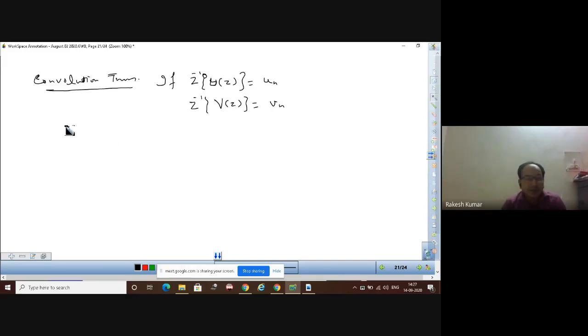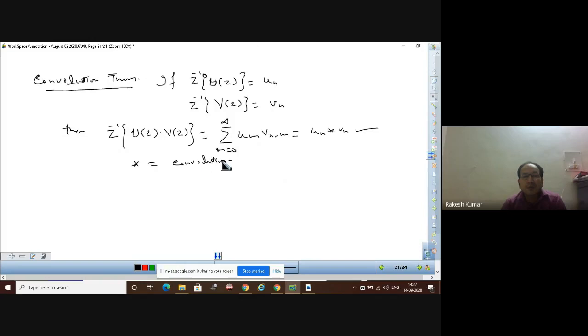V n. Then you will be able to find the inverse transformation of U(z) into V(z), that is the summation m from 0 to infinity of u_m into v_(n minus m), and that is u_n star v_n. This is the statement of the theorem. And what is the star? Star is the convolution operation. Here, star denotes the convolution operation.